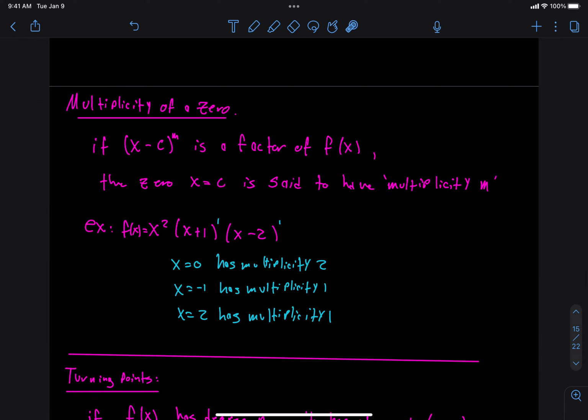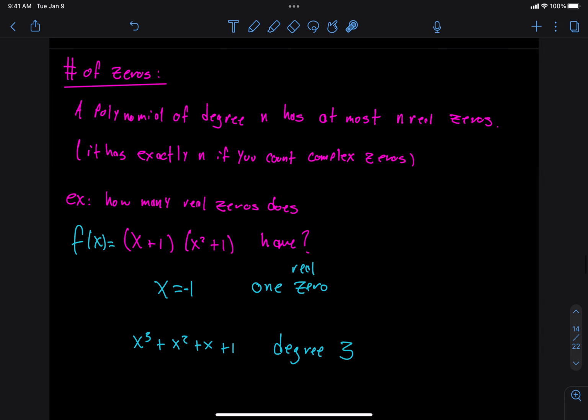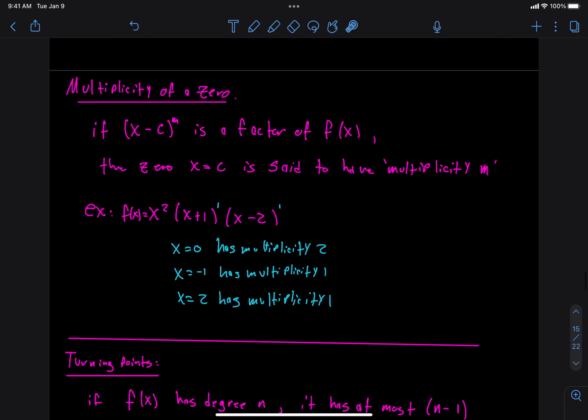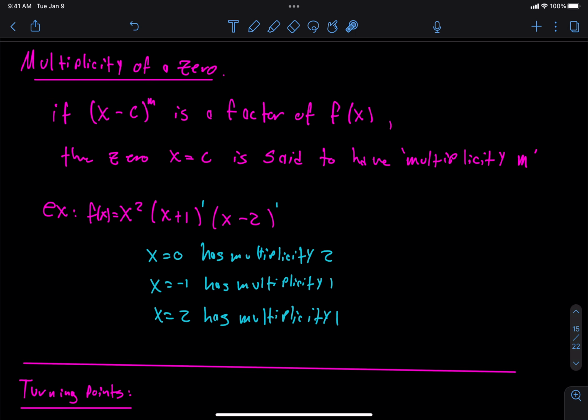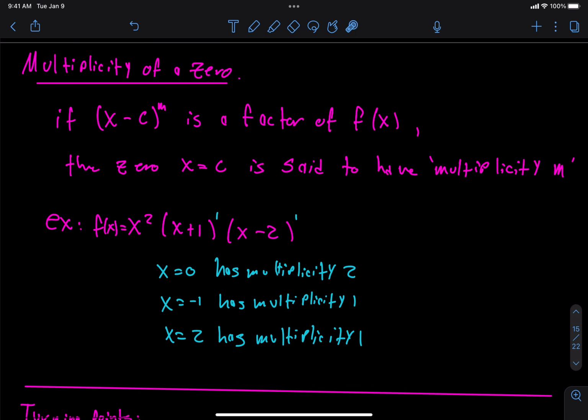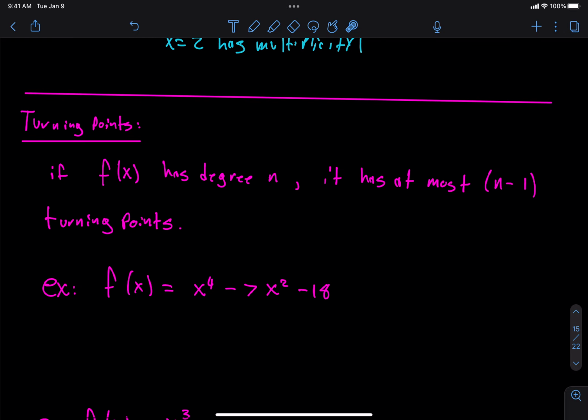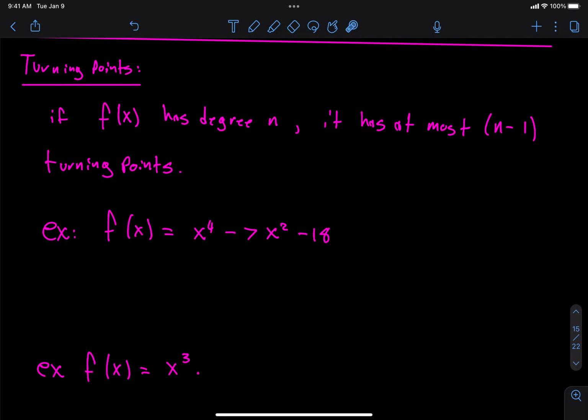Any questions on multiplicity of zeros or how many zeros we expect a polynomial to have? Okay. Doesn't seem like there are any questions, so we'll move on. Let's talk about turning points.